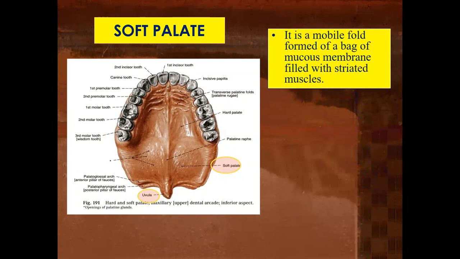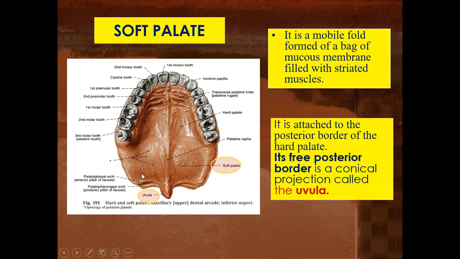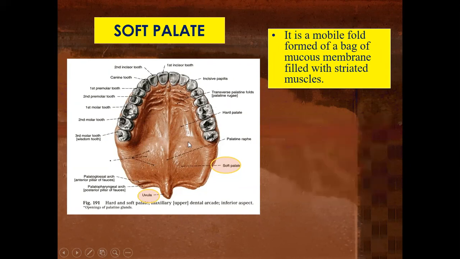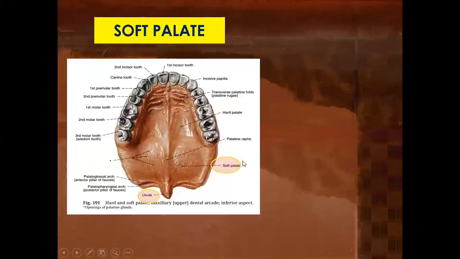It is a mobile fold formed of a bag of mucous membrane filled with striated muscles. It is filled with skeletal muscles, or striated muscles, within the deep part. It is called soft because the muscles are soft, and it is lined by mucous membrane. It is attached to the posterior border of the hard palate, as you can see in the previous picture. So here will be the attachment of the soft palate. From here, it will extend down.